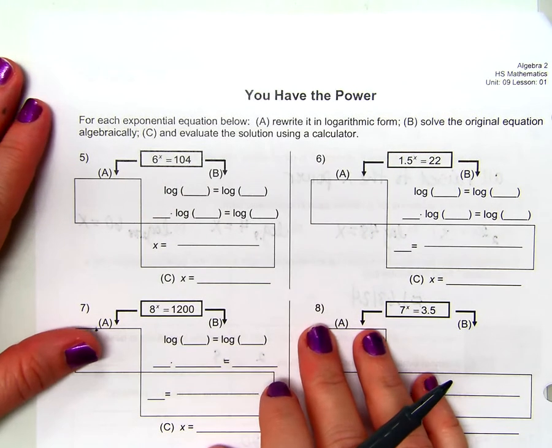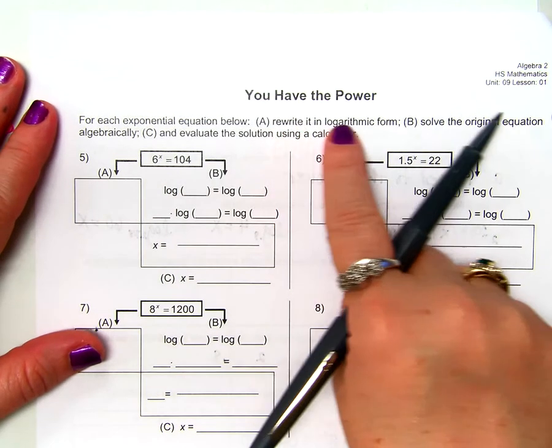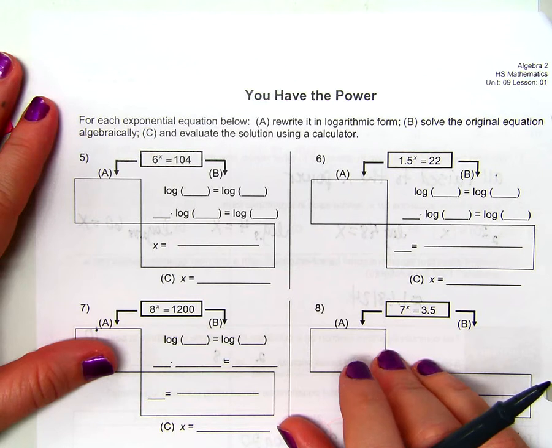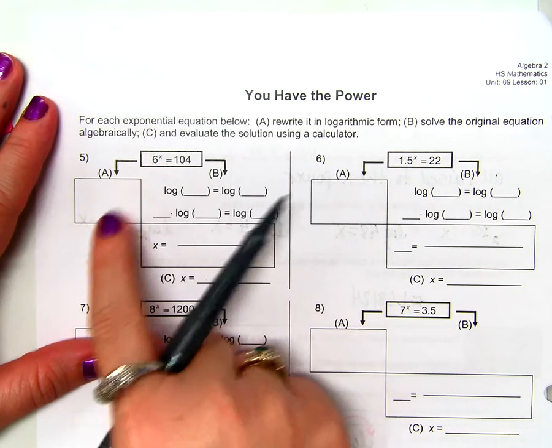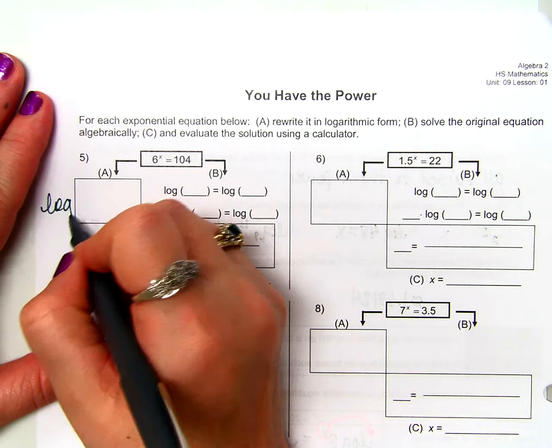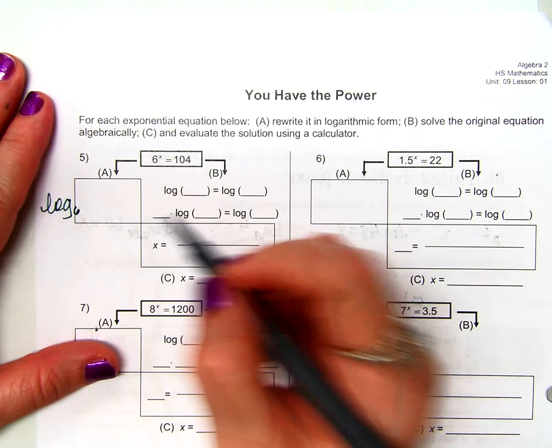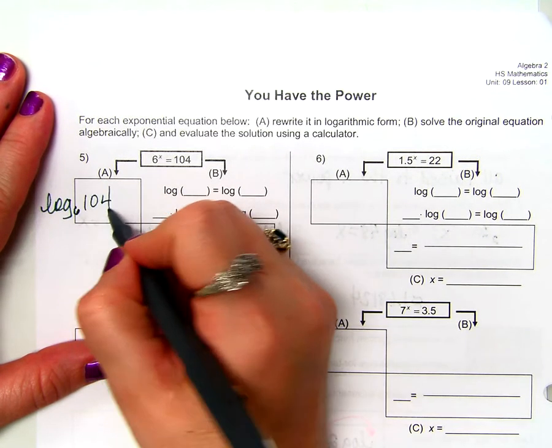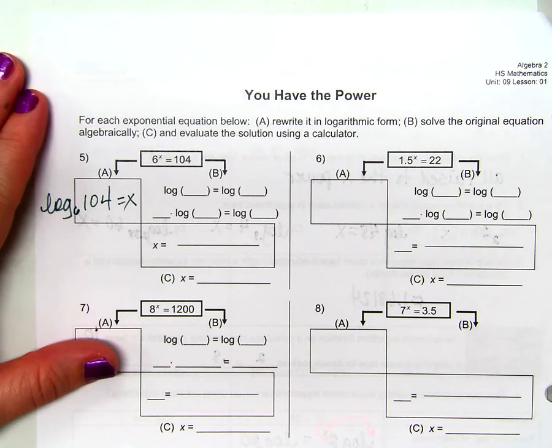6 to the x power equals 104. The first thing it asks us for is to rewrite it in logarithmic form. Okay, if I rewrote this in logarithmic form, what would I get? Log base 6 of 104 equals x, right? Okay.